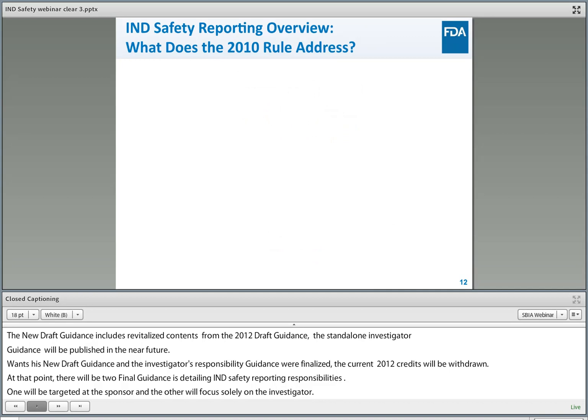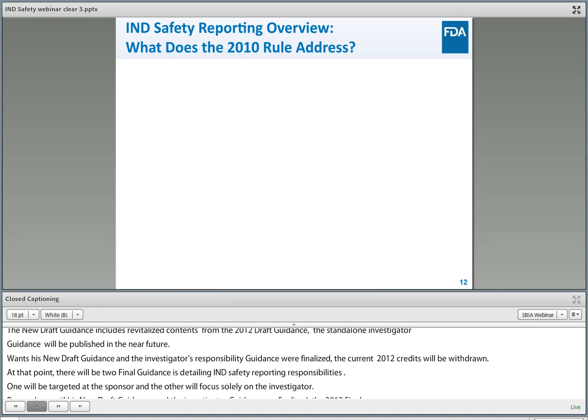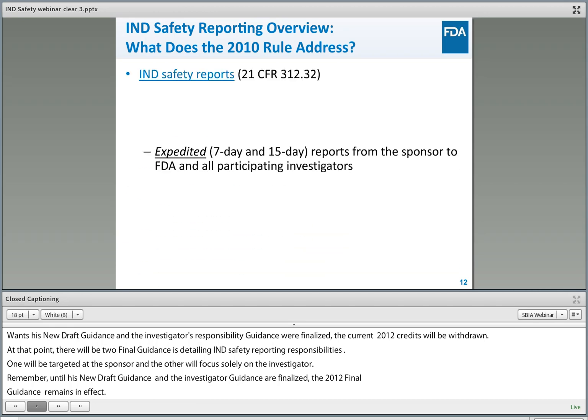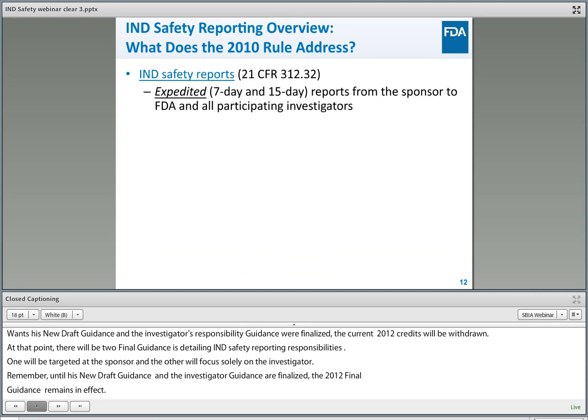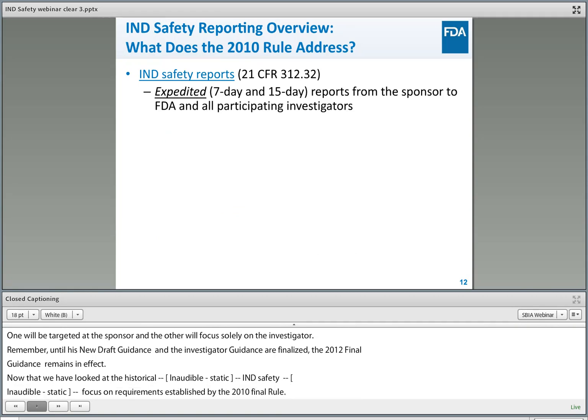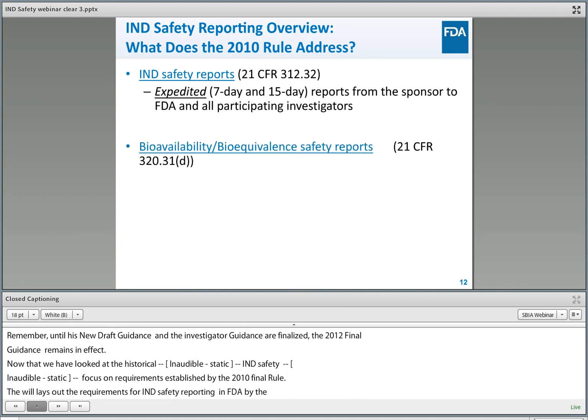Now that we've looked at the historical background of IND safety reporting and guidance, let's focus a bit on content. These next few slides will provide a brief overview of the IND safety reporting requirements as established by the 2010 final rule. The rule lays out the requirements for IND safety reporting to FDA by the sponsor found in 21 CFR 312.32. This portion of the rule covers the criteria for IND safety reporting and identifies both 7- and 15-day reports.